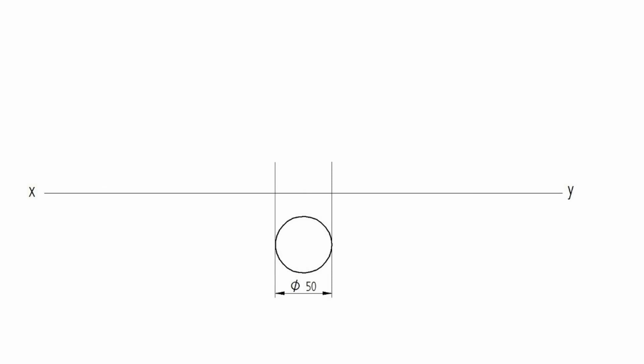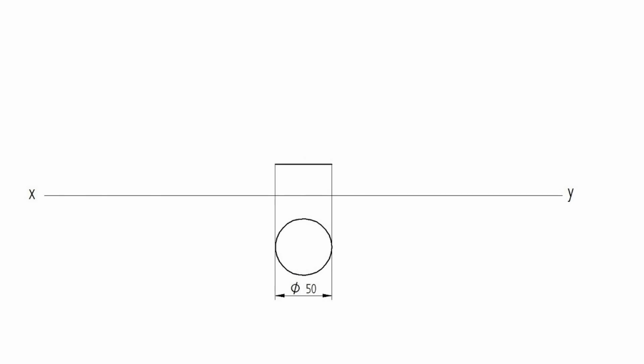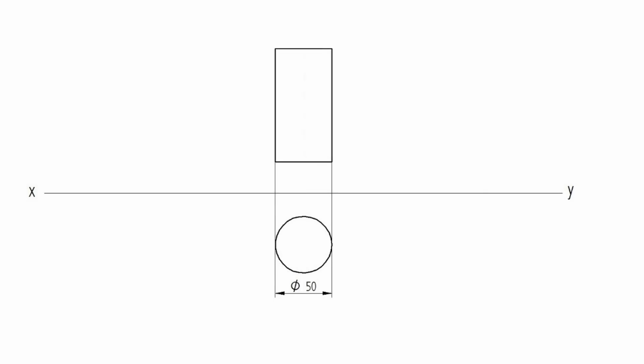Again, the distance of the object from the horizontal plane is not given. Hence, you can draw the front view at any distance from the reference line. Complete the front view with a height equal to the height of the cylinder. The front view should be drawn as thick lines.